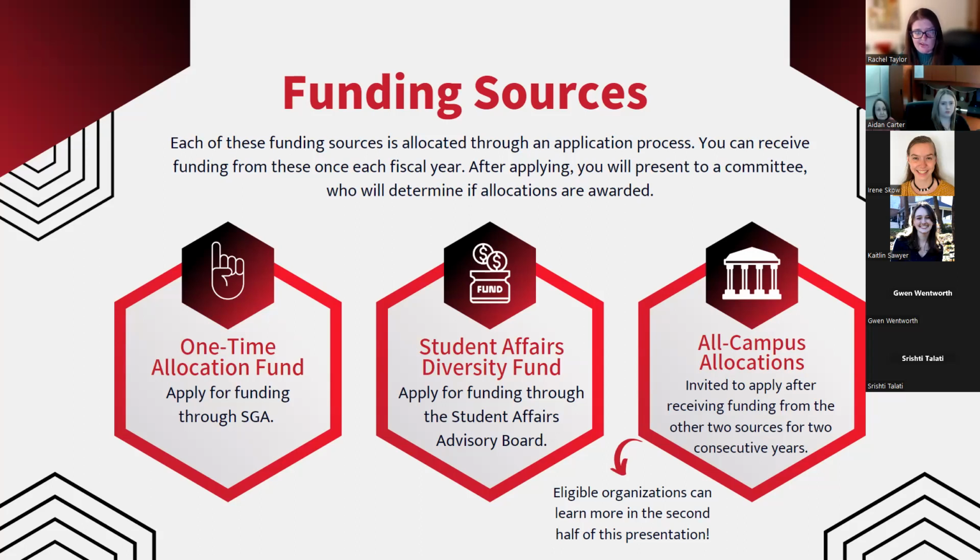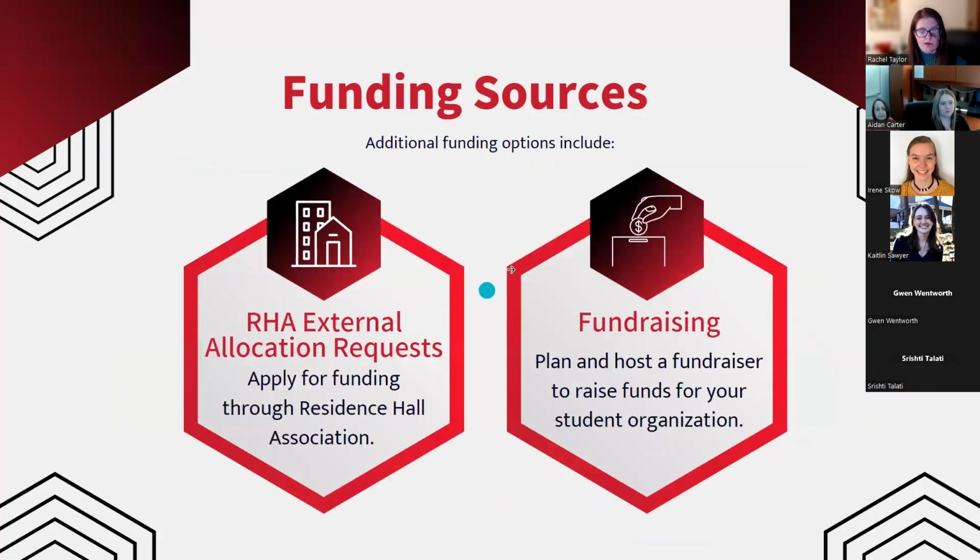All-campus allocations is another form of funding source. We will go in much more detail with our experts from the business office when the time comes. But eligible organizations will learn more about what it means to receive funding from all-campus allocations and what that proposal process looks like for this upcoming year. Two additional funding sources are listed here on this slide, and I will provide the link for RHA external allocations at this time. You can apply through the Residence Hall Association, which is what RHA stands for there. And note that the maximum request for an event there is $900.